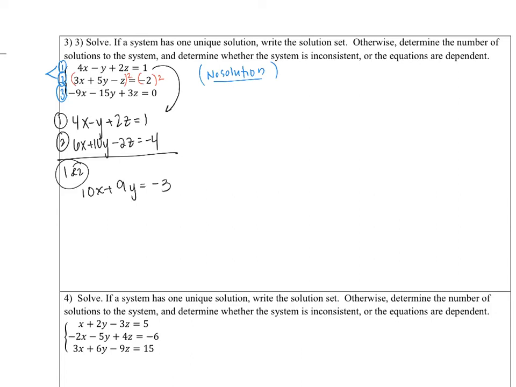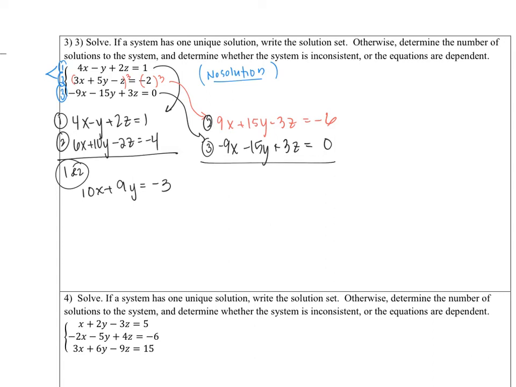And so I want to get rid of the z on equation 3. So if I look back now at equation 2, if I multiply that by 3, that will make my z's cancel. So that will become 9x plus 15y minus 3z equals negative 6. And equation 3, just keeping that the same. So that's equation 2 changed, but equation 3 became negative 9x minus 15y, oh not minus, plus 3z equals 0. So that one stayed the same.